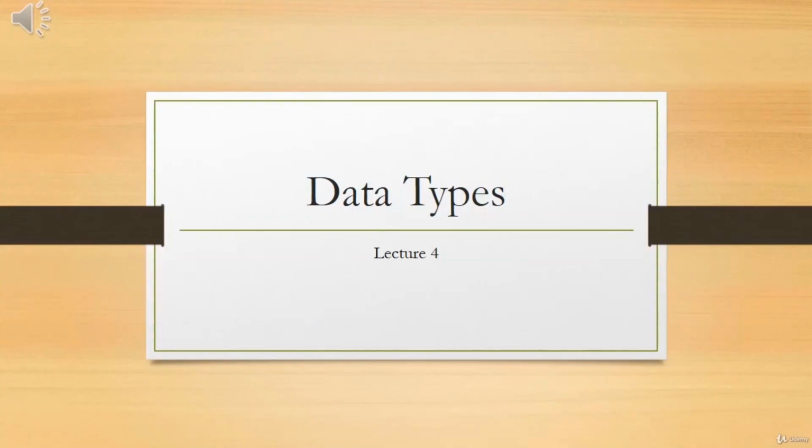Hello guys, in this lecture we will discuss the data types in C. So what is a data type? The variable type specifies the type of data that can be stored in it. Each variable is declared by its type.